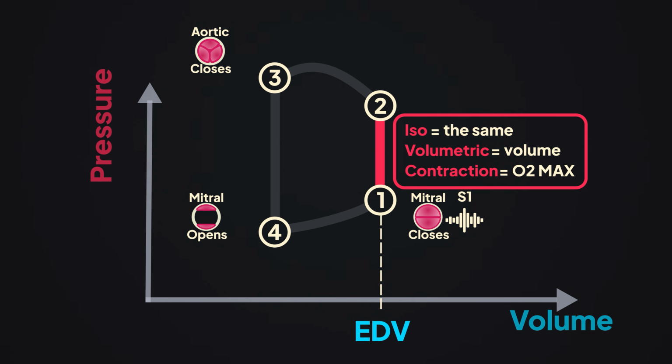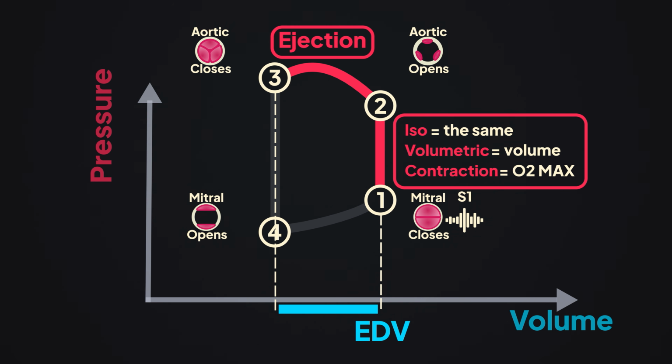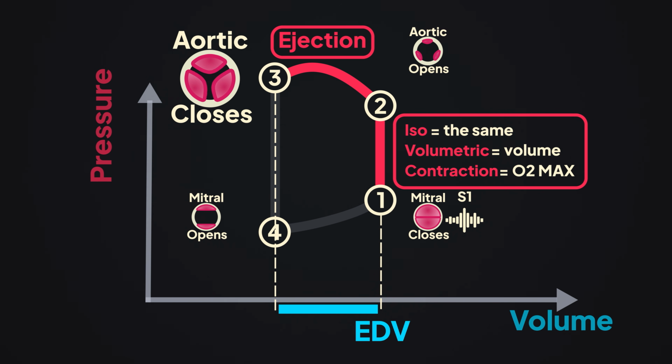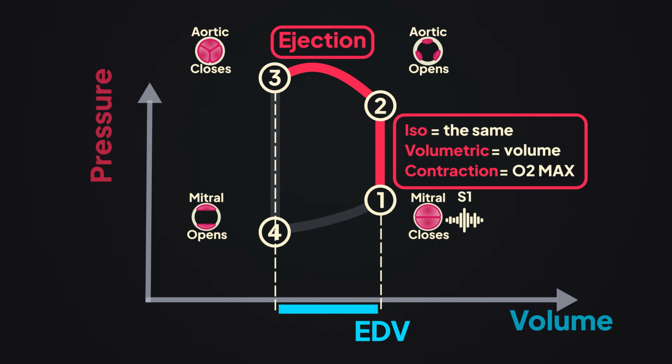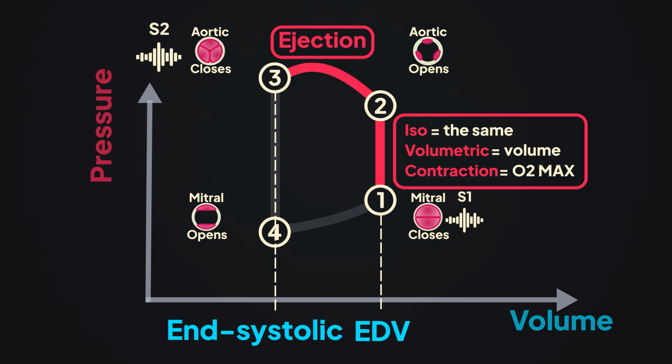At point 2, the pressure finally overcomes the aorta and the aortic valve opens. Blood is pumped out, which is why we call this the ejection phase. During this stage, the volume in the left ventricle drops until we reach point 3, the moment the aortic valve closes. This closure isn't just a point on the graph, it produces the second heart sound and marks the official end of systole. The amount of blood remaining in the ventricle at this moment is your end systolic volume, or ESV.